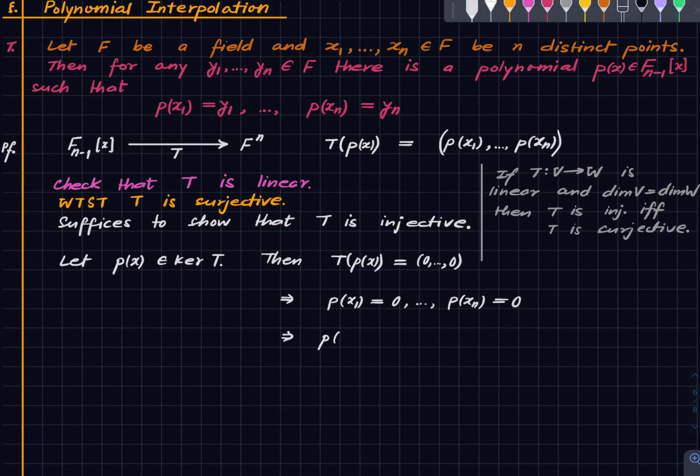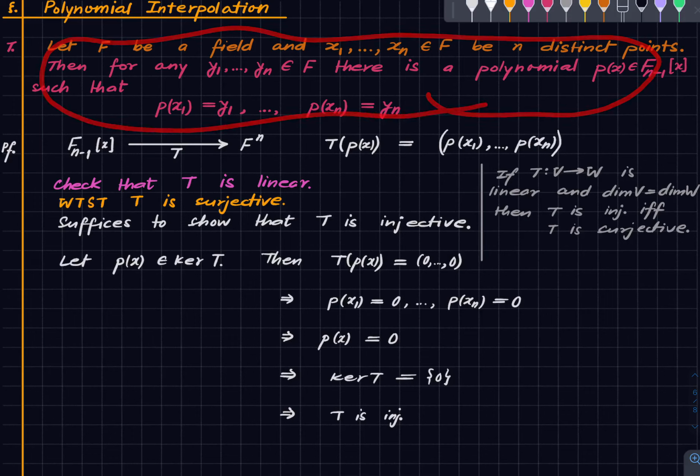P(x) is 0, and hence the kernel of T is trivial, which implies T is injective, which finishes the proof. It's a very nice application of linear algebra to something that is outside of linear algebra. This fact in and of itself has nothing to do with linear algebra, but we have used linear algebra to prove it.